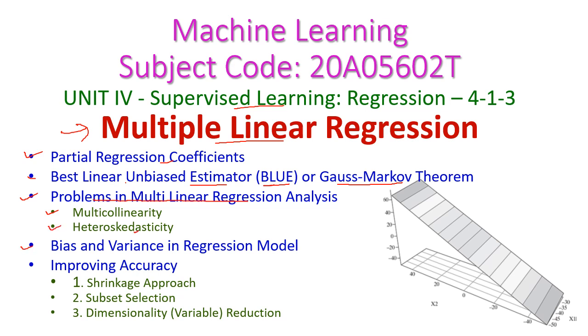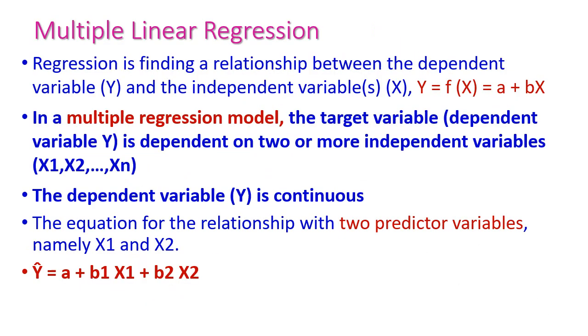After that, we will see what is bias and variance in a regression model. Then we move to improving accuracy by using three different approaches. First one is shrinkage approach, subset selection, and dimensionality reduction. So we will see all those things one by one in today's class.